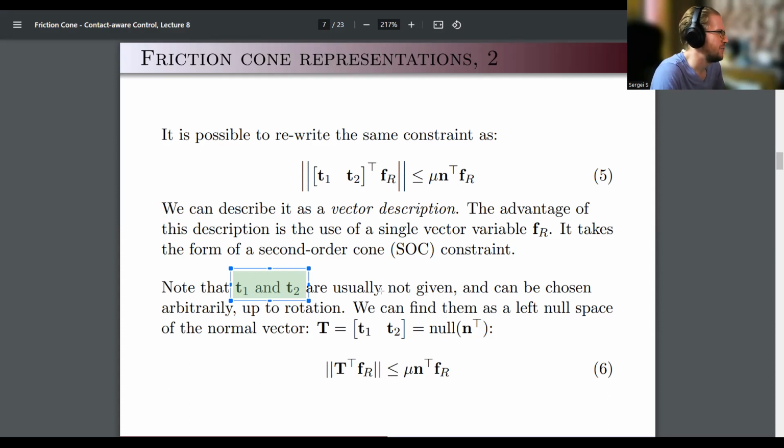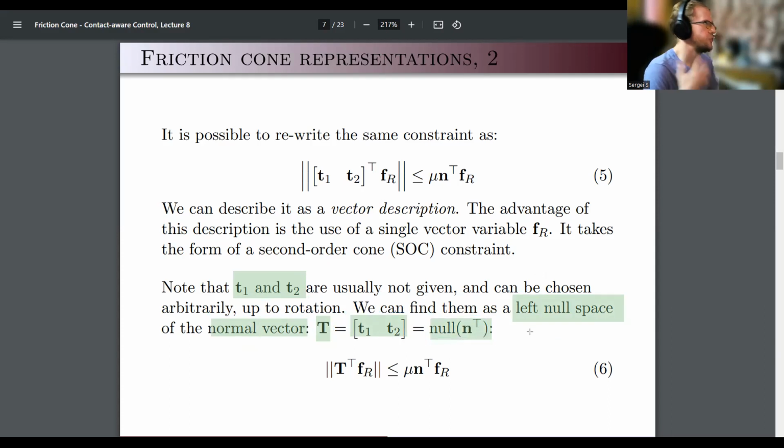One can easily find them as, for example, the left null space of the normal vector. So this matrix T, equal to T1, T2, is equal to the left null space of N. The left null space of N is equal to the null space of N transposed, right?